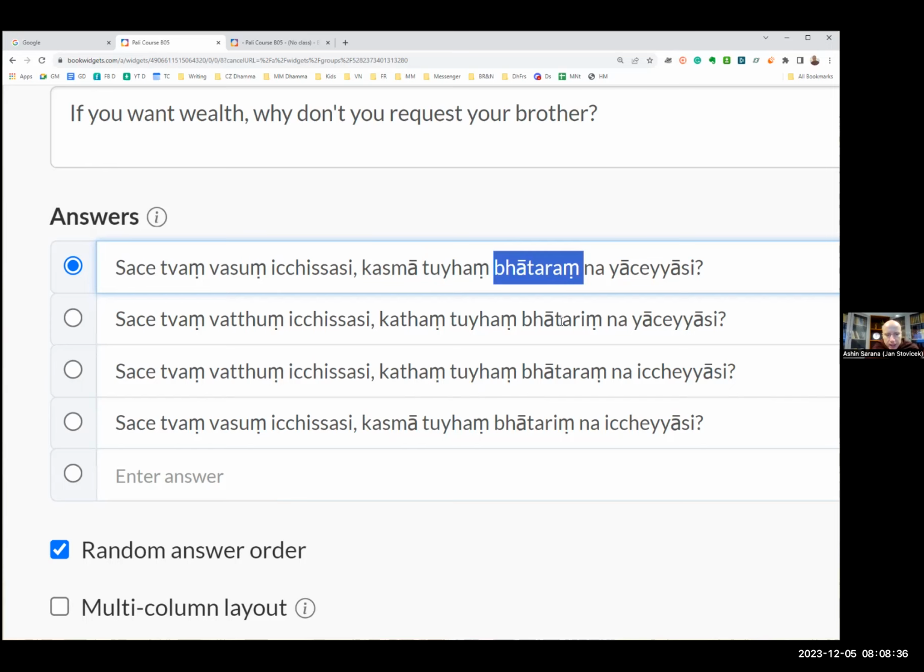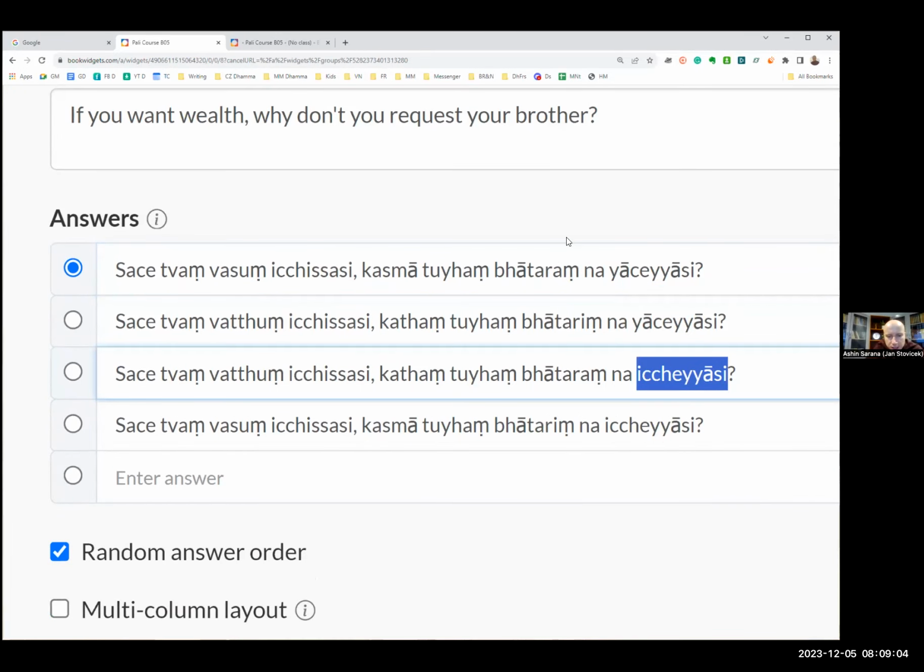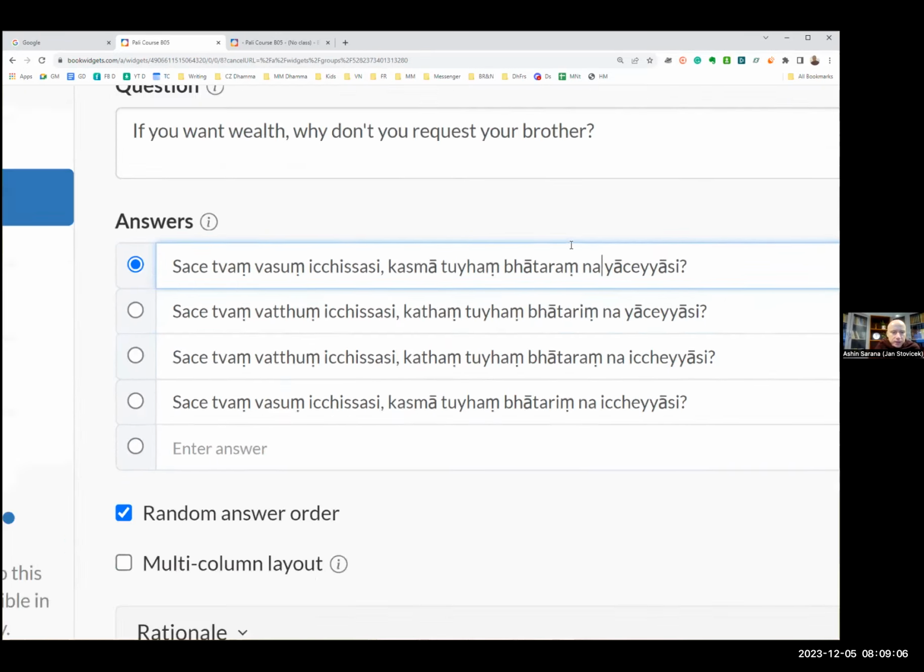Bhatarang or bhataring. Because it is bhatu bhataro, the very special noun group for bhatu bhataro, something like nattu, then we need to use bhatarang or bhataring. Yachiyasi or ichiyasi. So yachiyasi means to ask for. You might ask for. Ichiyasi means you may want, you may like.